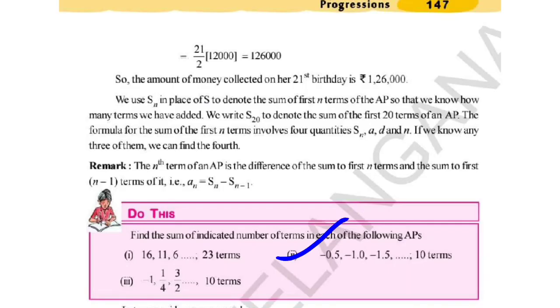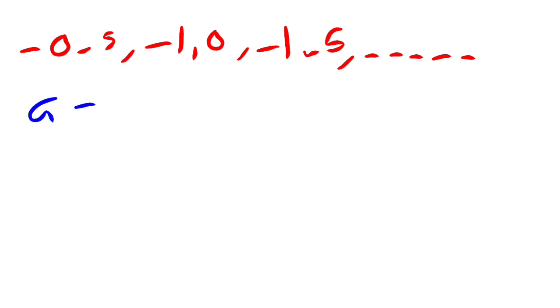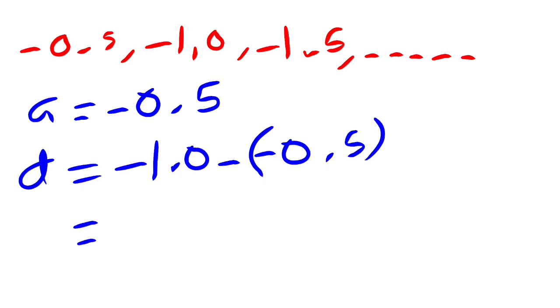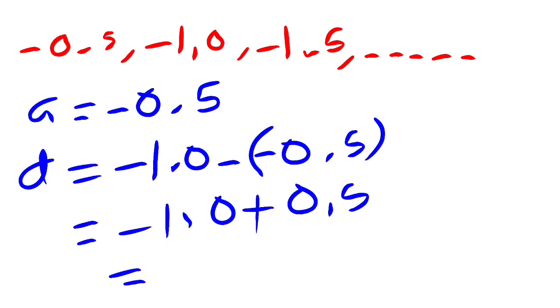Next, coming to the second question: minus 0.5, minus 1.0, minus 1.5, and so on, 10 terms. So here the a value is minus 0.5 and d equals a2 minus a1, which is minus 1.0 minus, put the bracket, minus 0.5. So it equals minus 1.0 minus of minus, plus 0.5. So minus 1.0 plus 0.5 is minus 0.5. So the a value is minus 0.5 and the d value is also minus 0.5.